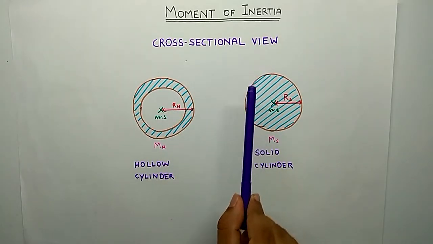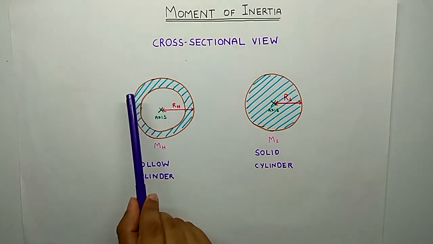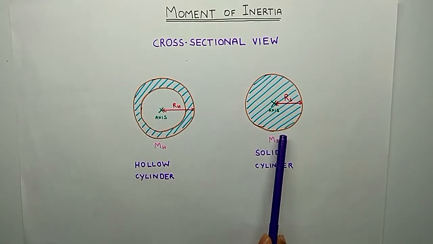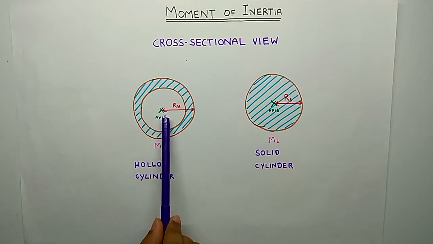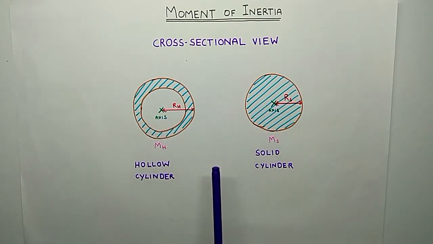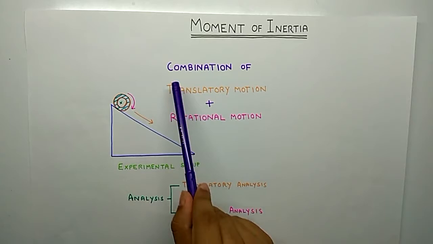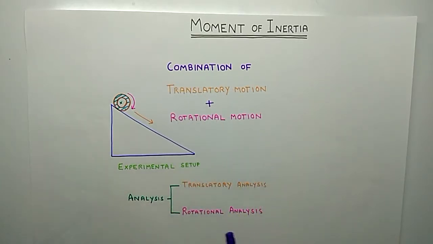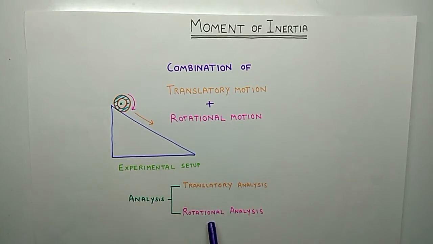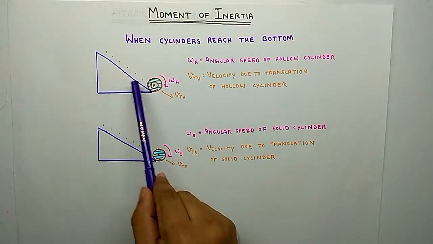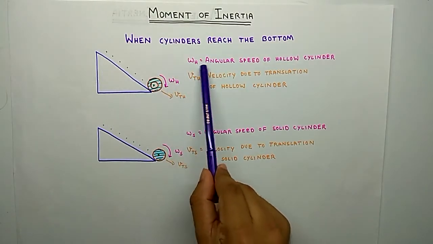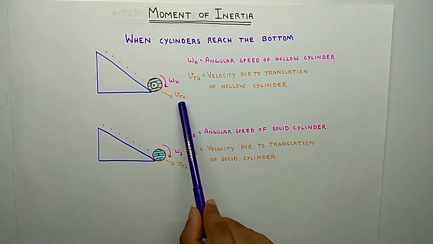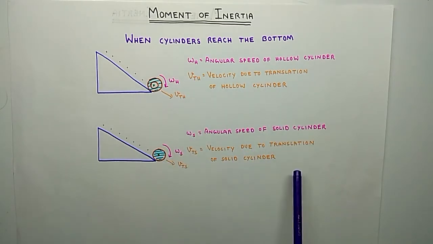Let's take a look. Consider the cross-sectional view of the cylinders. Let MH and RH be the mass and radius of the hollow cylinder. Similarly, let MS and RS be the mass and radius of the solid cylinder. The axis of rotation is a line passing through the center and perpendicular to the cross-section of the cylinders. In our experiment, the cylinders undergo rolling motion, which is a combination of translational motion and rotational motion. So we can break our analysis into two parts, translatory part and rotational part. When the cylinders reach the bottom of the plank, they will have an angular velocity omega h and omega s due to rotation and linear velocity Vth and Vts due to translation.